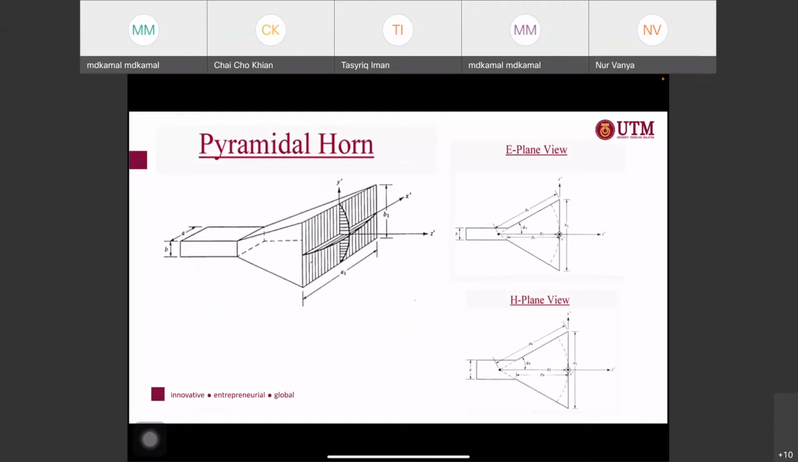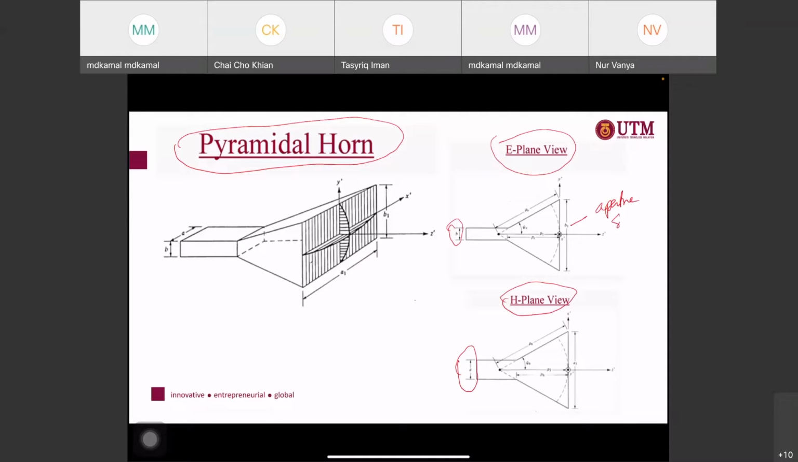Okay, so this is more detail, as you can see, the pyramidal horn. The first antenna that we want to design is a pyramidal horn antenna here. Again, as I showed you, this is an E plane view, and this is an H plane view. The same thing, in the E plane view you find out the B here, and this one is the A here. Right. So what we can see is this is the aperture size.